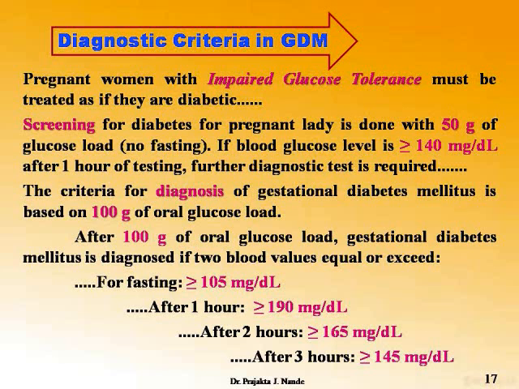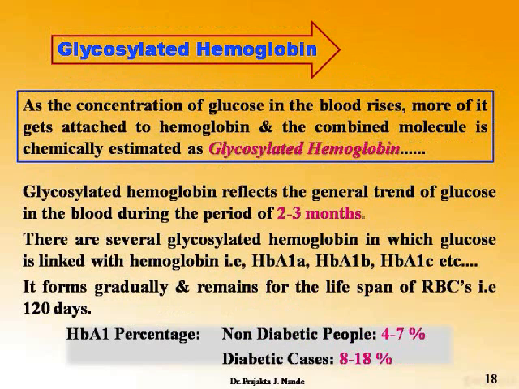One of the most important diagnostic criteria for diabetes is glycosylated hemoglobin. As the concentration of glucose in the blood increases, more of it gets attached to hemoglobin, and the combined molecule is chemically estimated as glycosylated hemoglobin.